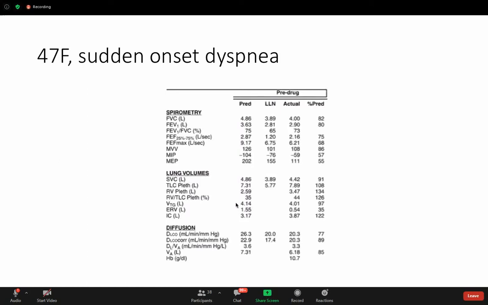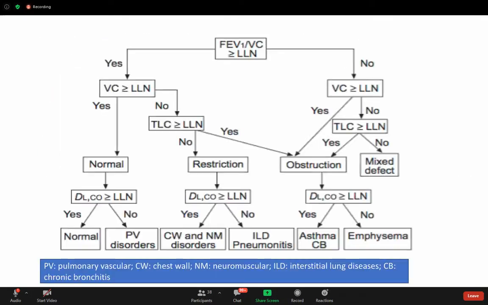Before the DLCO, let's see her TLC. Total lung capacity, she's having 108%, so it's above normal. So remember the following. We'll go back here so we can put it as our guide. The ratio was here because it was normal. The VC was actually above the lower limit of normal, so she is here.